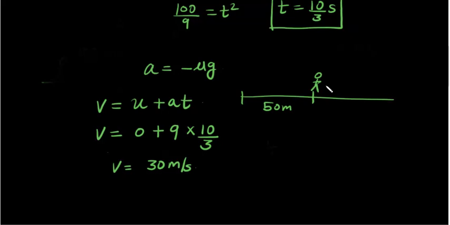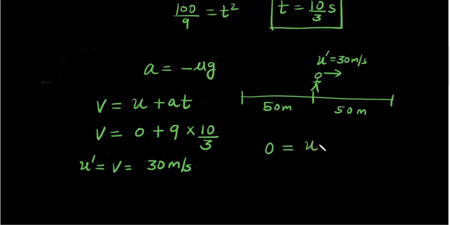So this is the initial velocity for the second part, because in the next 50 meters Superman has to stop. So now 30 meters per second will be our initial velocity for this particular motion. Let me write it as u dash. u dash is 30 meters per second, so u dash is nothing but v. Now the acceleration, or rather deceleration, is minus μg, so the final velocity should be 0.